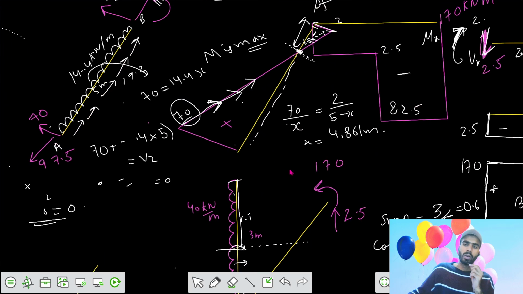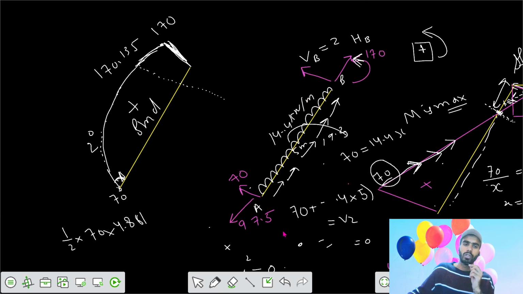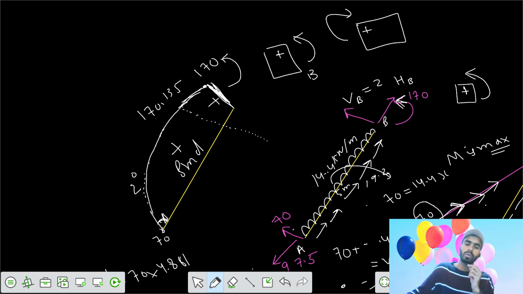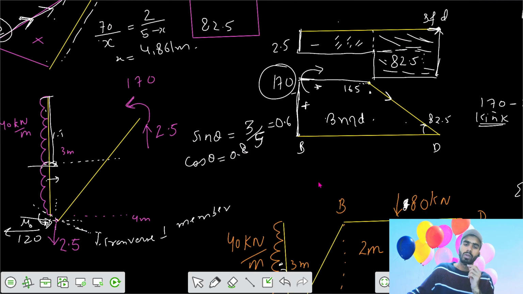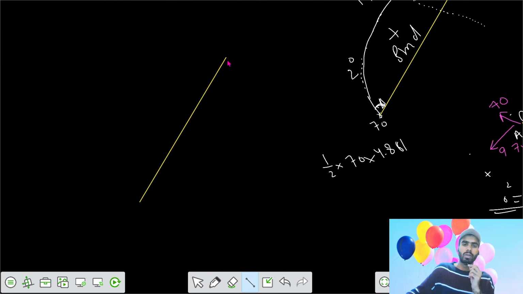If your moment in the span BD at the joint B was 170 in the clockwise direction, it was positive 170. In this member the value should be anti-clockwise 170, but it is on the right side of the section, and say it was your section B. Here it is in the clockwise direction, so it's your positive bending moment diagram, and here it's also positive.